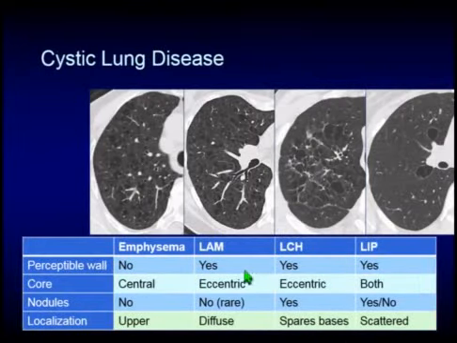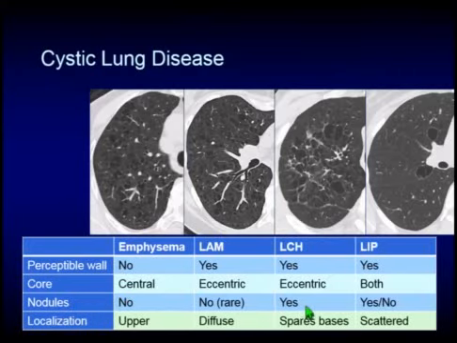For the cystic lung diseases that we talked about, emphysema, LAM, LCH, and LIP, again, you want to ask yourself, is there a perceptible wall? Emphysema, no, but the other three entities, yes, as you've seen. What's the relationship with the centrilobular core? If it looks like it's going right through the center of some of these cysts, that means the cysts are surrounding that core fairly evenly, and that's what you see with centrilobular emphysema. If it's eccentric, you're probably dealing with one of these two entities. And if you have both, and these cysts are much more finite, you may be dealing with LIP, as shown here.